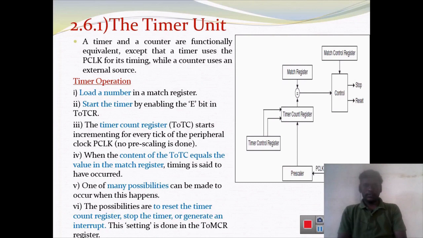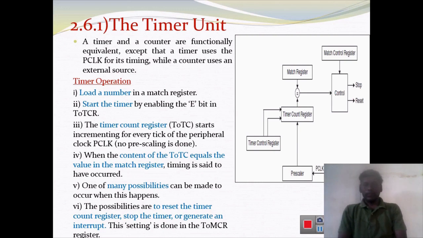Dear students, in this class we are going to discuss the important functions of the timer unit. Generally there is only one difference between a timer and a counter. A timer always needs a clock reference signal, whereas a counter always uses some external source which originates from outside of the peripheral devices. So let me check the important operation of a timer unit.